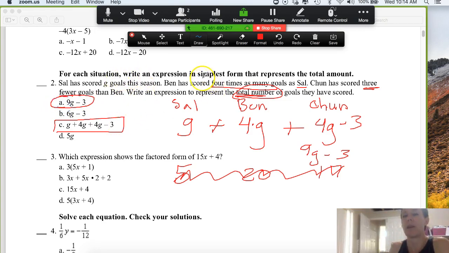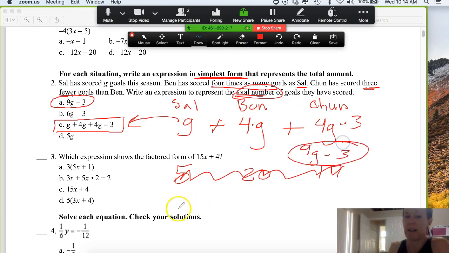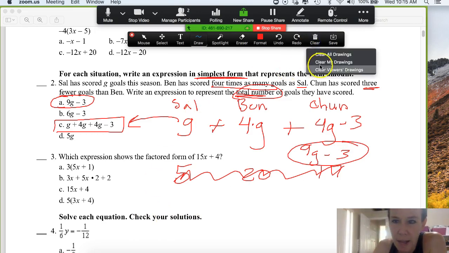Okay. So right here, the key is write the expression in simplest form. So they're going to trick you with a little, oh, this looks like it, but I didn't add my like terms and finish here. Okay, so that's what it looks like in simplest form. Be careful of that. All right.